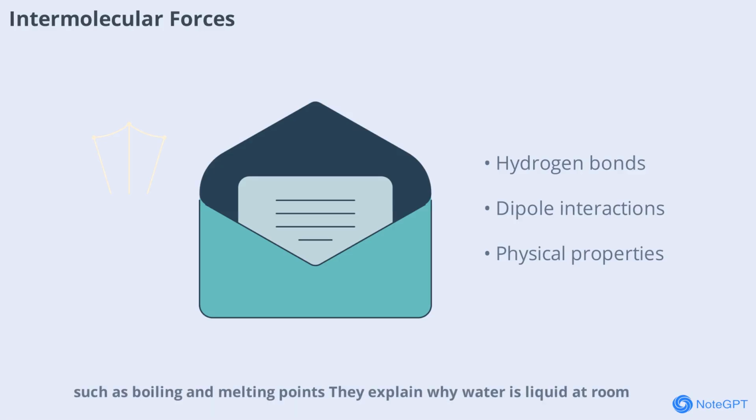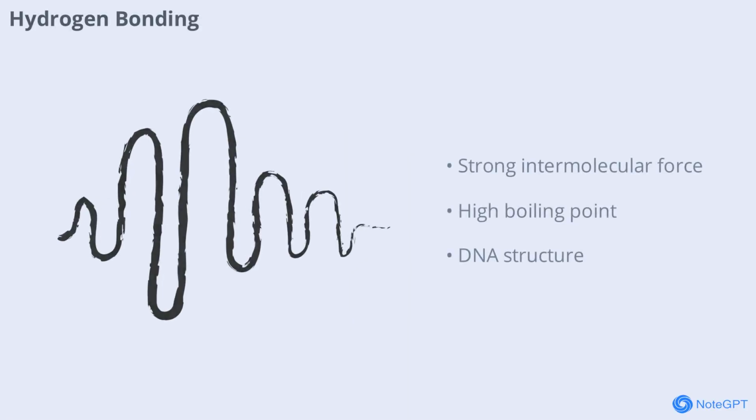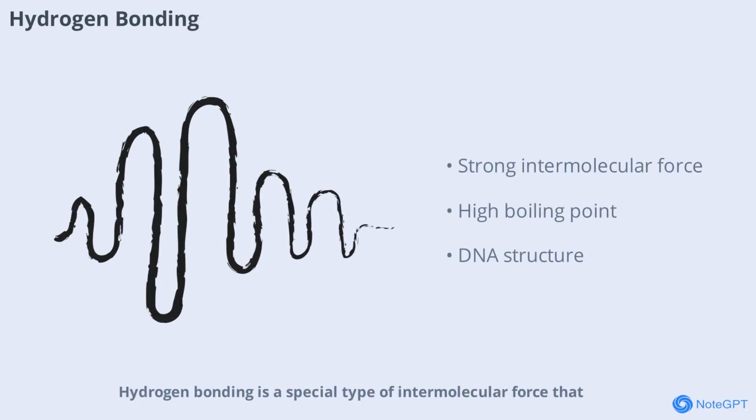They explain why water is liquid at room temperature and why oil and water don't mix. Hydrogen bonding is a special type of intermolecular force that occurs when hydrogen is bonded to highly electronegative atoms like oxygen, nitrogen, or fluorine. These bonds are much stronger than other intermolecular forces and are responsible for many unique properties of water, such as its high boiling point and surface tension.